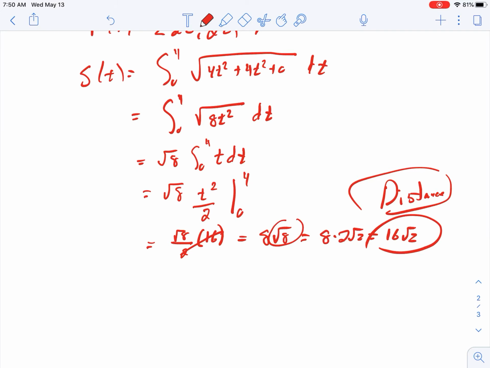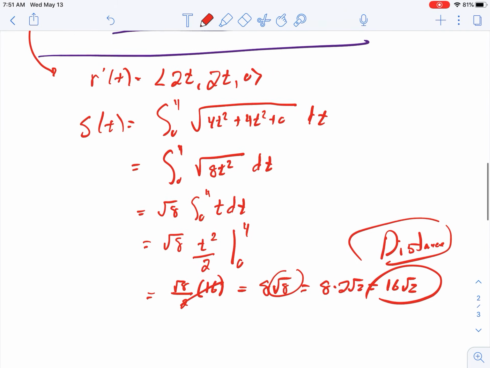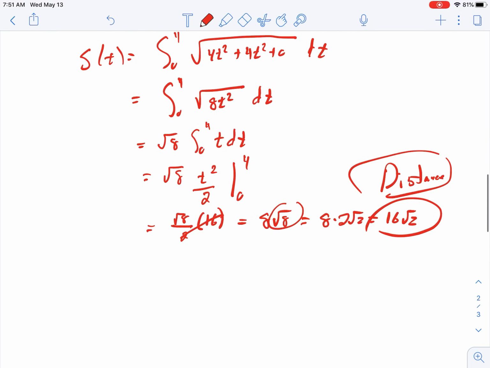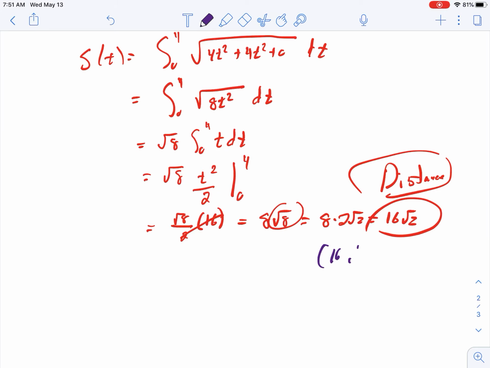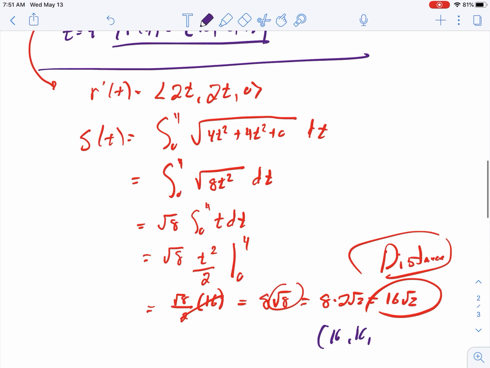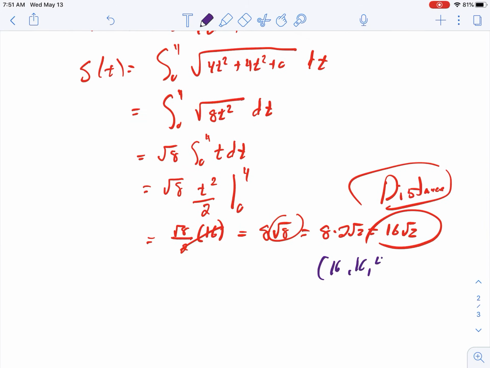So we're going to use this to plug it in and see if we get the same values. So when we plug in, we should get, was it 16, 16, 16, and what was it, 4. Okay.